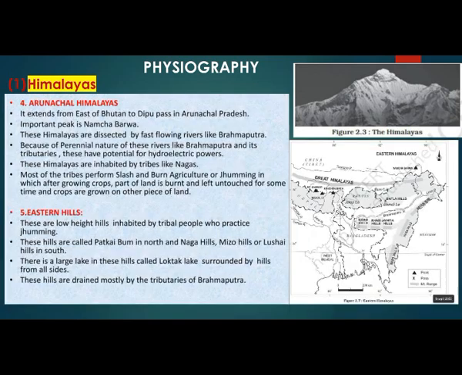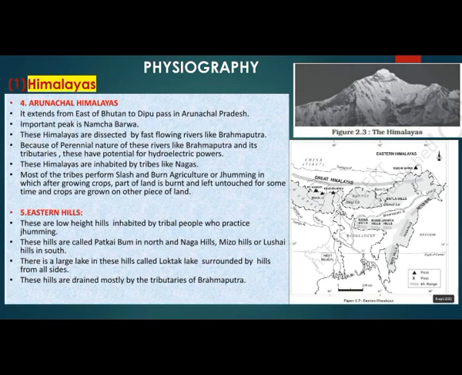So the Arunachal Himalayas extend from east of Bhutan to Diphu Pass. This map clearly shows the eastern Himalayas as well as the Arunachal Himalayas. An important peak is Namcha Barwa. Here you can see Namcha Barwa at the top of it. These Himalayas are dissected by fast flowing rivers like the Brahmaputra. Because of the perennial nature of these rivers like the Brahmaputra and its tributaries, they have potential for hydroelectric power.